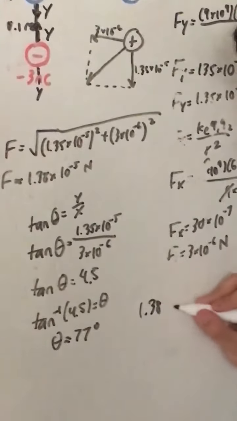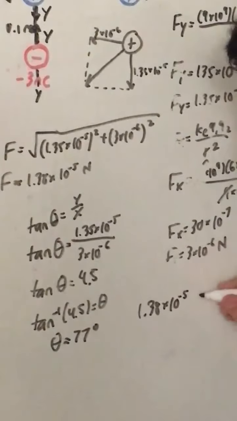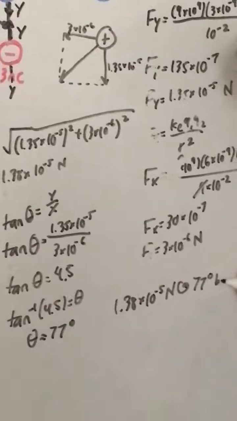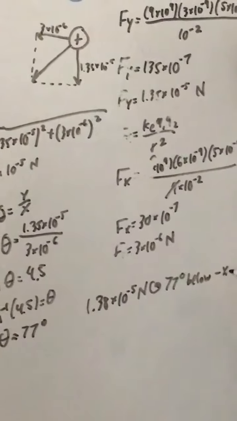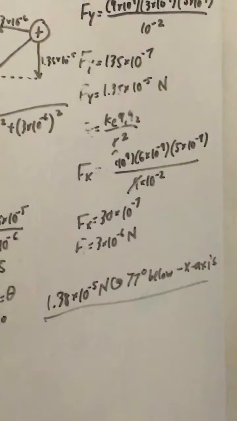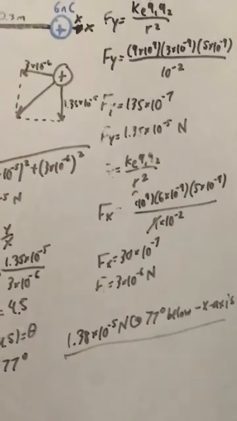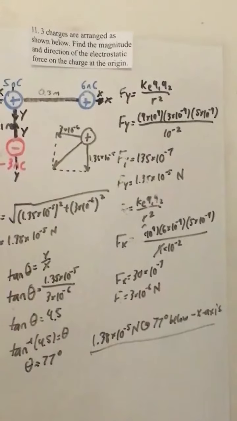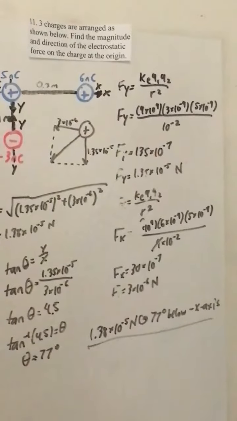So our final answer is 1.4 times 10 to the minus 5th newtons at 77 degrees below the negative x-axis. So the magnitude and direction of the electrostatic force on the charge at the origin is 1.4 times 10 to the minus 5th newtons at 77 degrees below the negative x-axis.